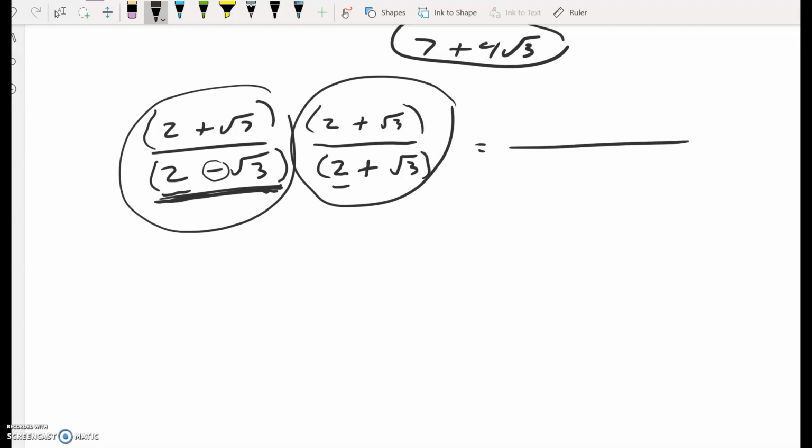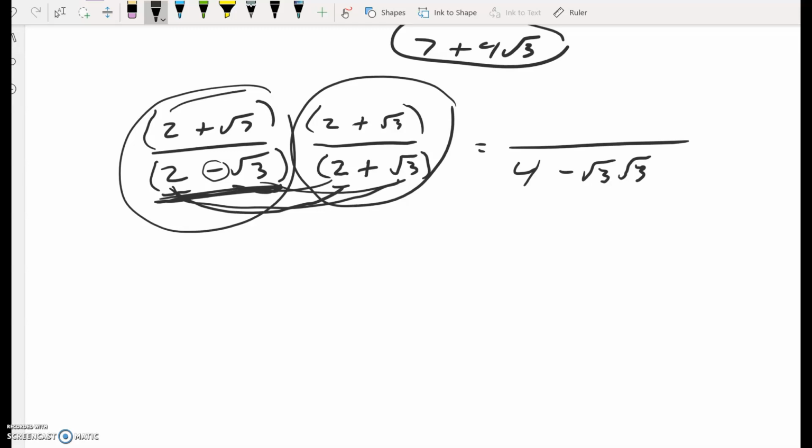But notice what happens in the denominator when we do our FOIL. 2 times 2 is 4. Here we're getting 2 square roots of 3. Here we're getting minus 2 square roots of 3. Those are gone. And we have a negative times a positive, which is a negative, square root of 3 times square root of 3. Do you see that the denominator is going to be root-free?